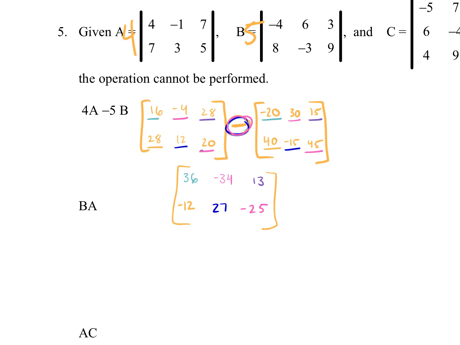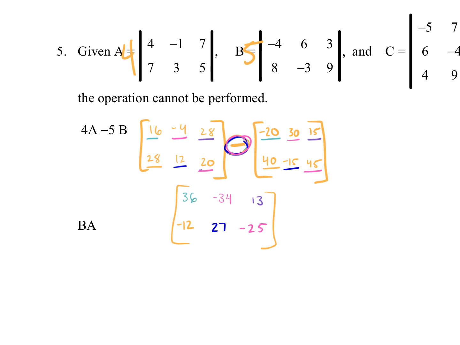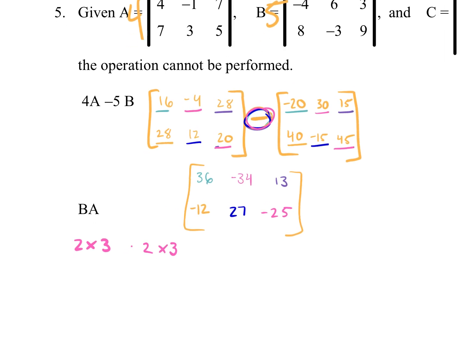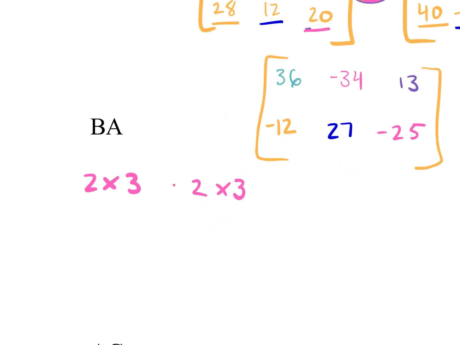Perfect. Let's do b times a, so the second one. First, let's figure out our dimensions for b and a. What's the dimensions of b? A 2 by 3. What's the dimensions of a? A 2 by 3. Can I multiply a 2 by 3 times a 2 by 3? Why not? The middles are not the same.